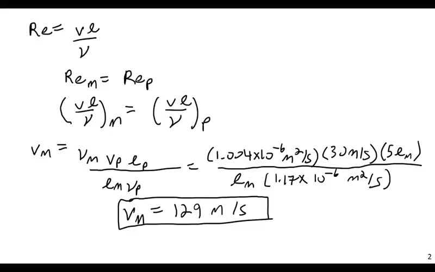I always think better in English than metric, but still 129 meters per second. That's quite fast for any kind of contained system. A wind tunnel, it could be done, but for a water tank, that's actually quite fast.